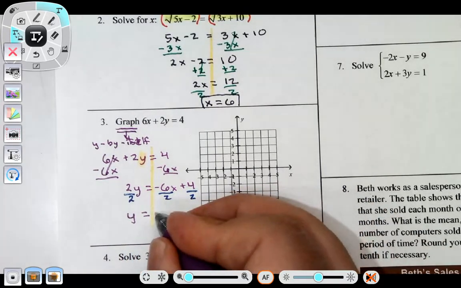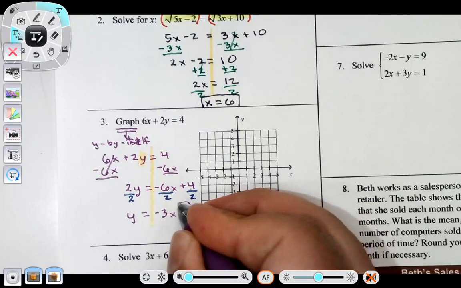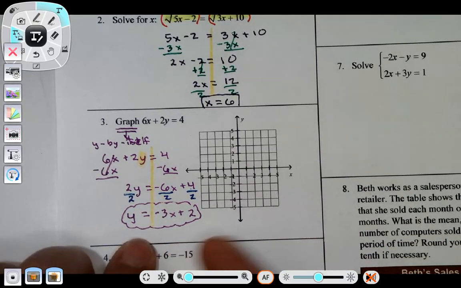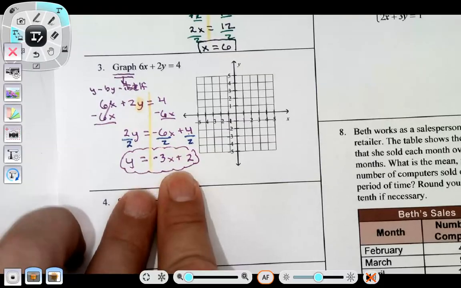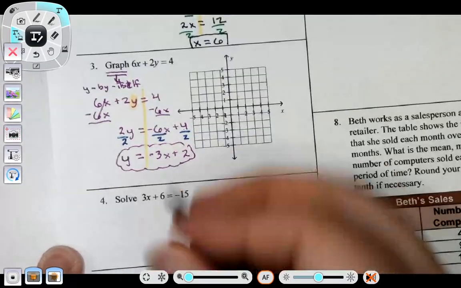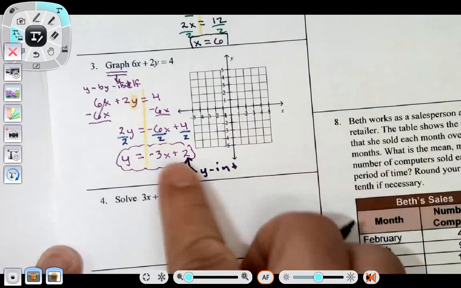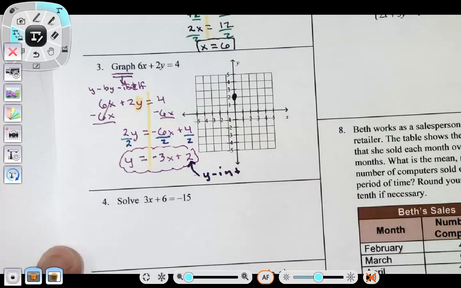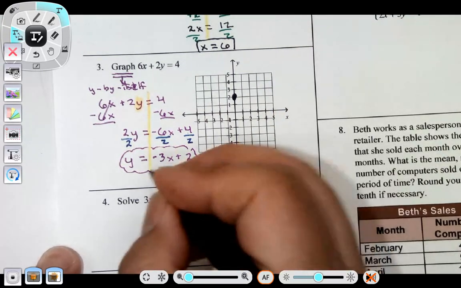Negative 6 divided by 2 is negative 3x. 4 divided by 2 is just 2. This is what we want for graphing. Again, I could always just make a table and use a calculator to figure out what points to plot for this problem. Or we use our knowledge of lines, and we know that this right here is our y-intercept. So if the y-intercept is 2, well then go put a dot up there, right at the 2. Remember, it's called the y-intercept. You need to be on the y. Still an issue for some.